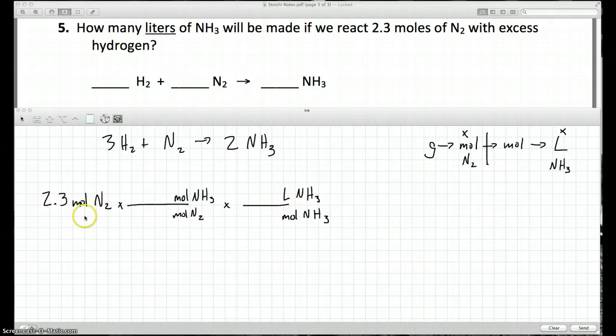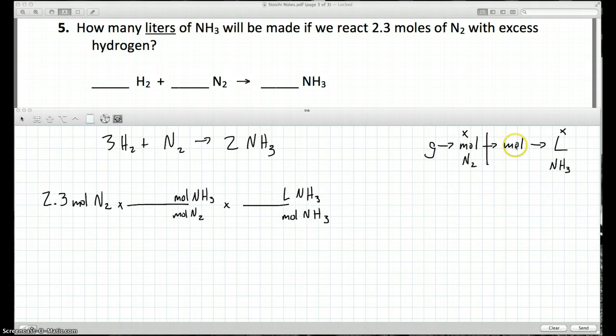Then I set up, starting number, 2.3 moles N2. I set up my roadmap to figure out where I'm going. I'm starting at moles of N2, and I'm trying to get to liters of NH3. Again, liters I substituted into that grams spot. So my first step is moles of N2 to moles of NH3, and that's what I see here, moles N2 to moles of NH3.